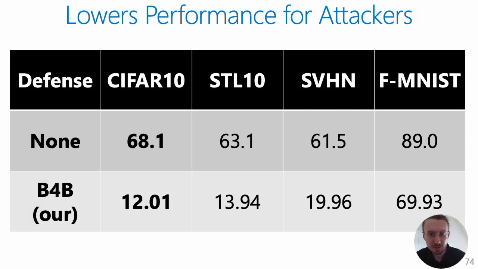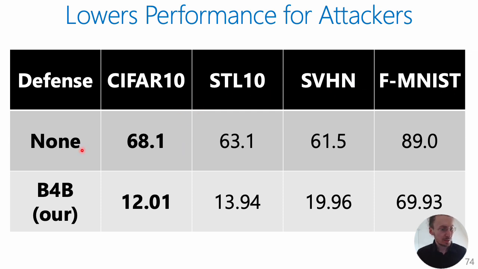We observe that our defense lowers the quality of representations for adversaries so that their performance is even more than 5x worse than for legitimate users. So here in this table, what we assume is that in the first row, we don't have our defense used, meaning none. And in the second row, we have this active defense called bugs for buckets, or in short, B4B, activated. And here we compare the performance of the encoder, which is either protected or none, on 4 different downstream tasks. So we use CIFAR10, STL10, SVHN, and Fashion MNIST.